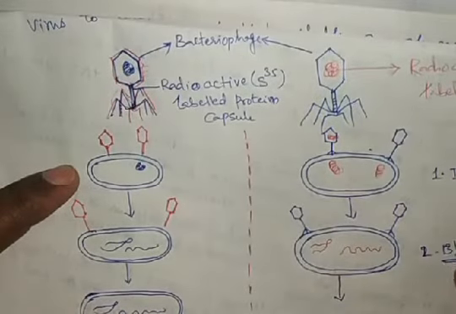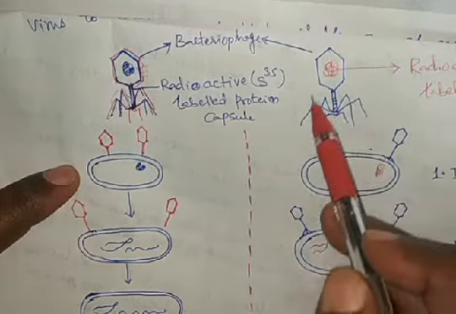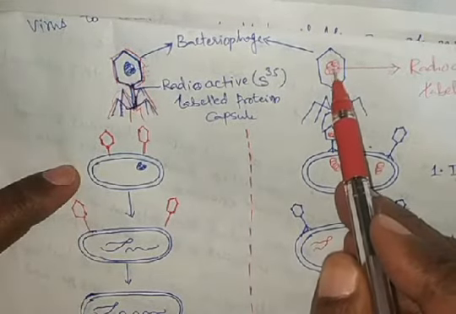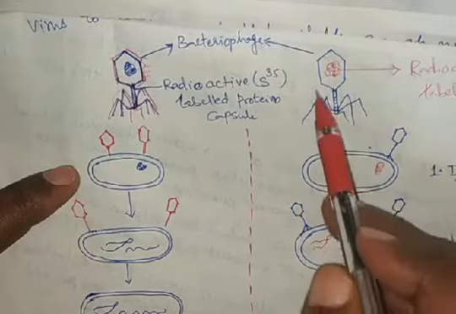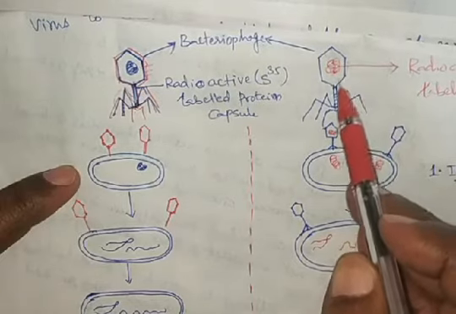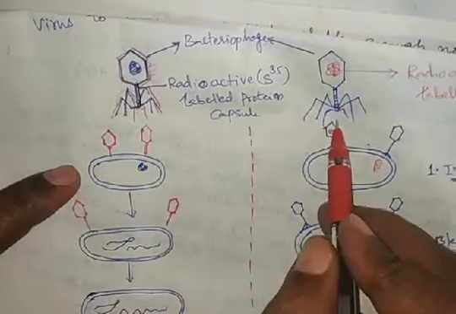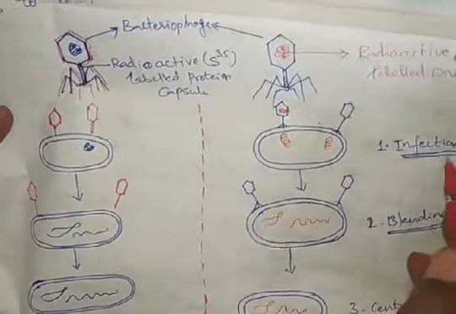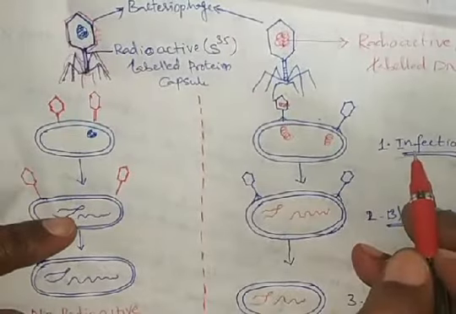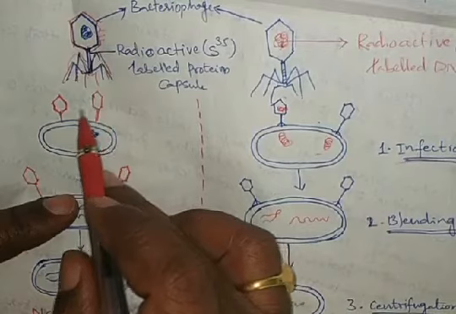And the bacteriophages containing radioactive phosphorus 32 I have taken here, cultured in the culture medium. So the radioactivity is seen in the DNA of these bacteriophages, because phosphorus is present in the DNA, not in the protein coat. Then these two bacteriophages are allowed to infect the bacteria. Now the bacteriophages are infecting the bacteria.